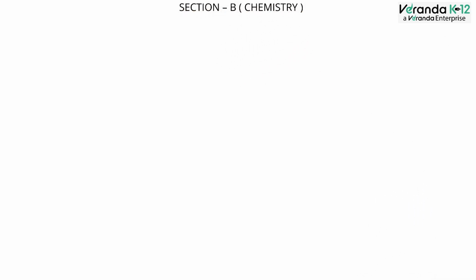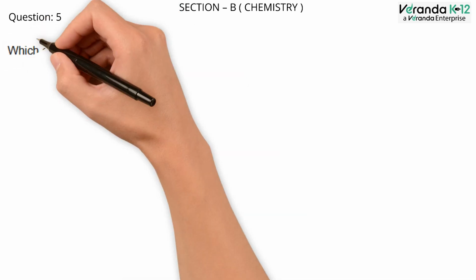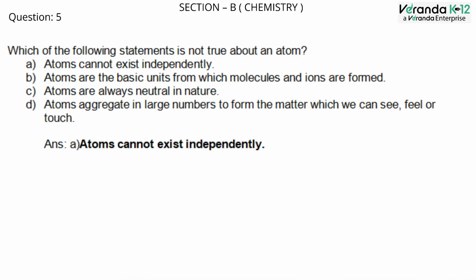Let us discuss chemistry questions from section B. Question number 5. Which of the following statements is not true about an atom? Options are A. Atoms cannot exist independently. B. Atoms are the basic units from which molecules and ions are formed. C. Atoms are always neutral in nature. D. Atoms aggregate in large numbers to form the matter which we can see, feel, or touch. The correct answer here is A.